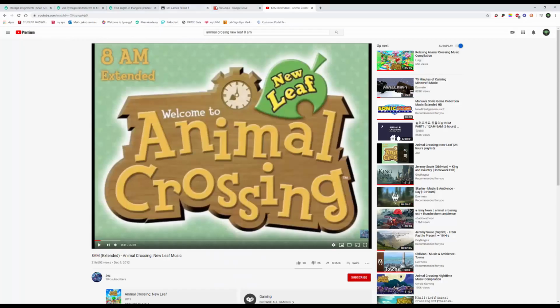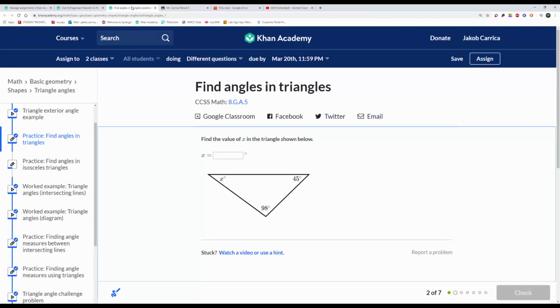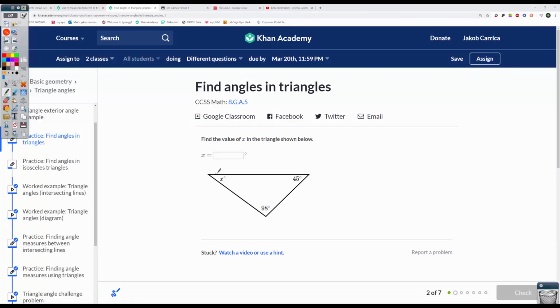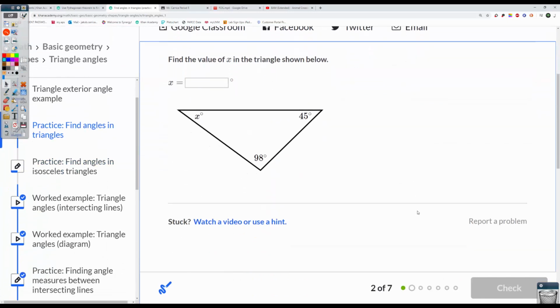Okay, I believe I've got one of those pulled up. I was listening to Animal Crossing music earlier. Here we go. Let's do one of these. Let's do one more of these things together. And oops. Let's zoom in a bit. There we go.